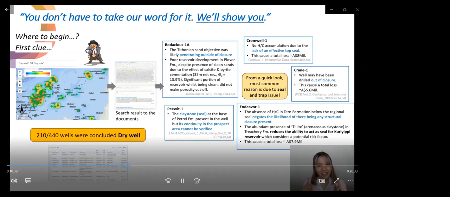However, think of it in a positive note, billions of dollars have been invested by others in data acquisition, and we have the leverage and the opportunity to utilize all of them to increase chance of success in the next well.